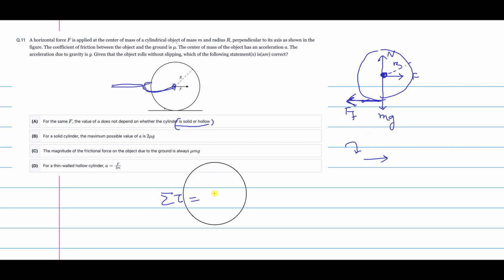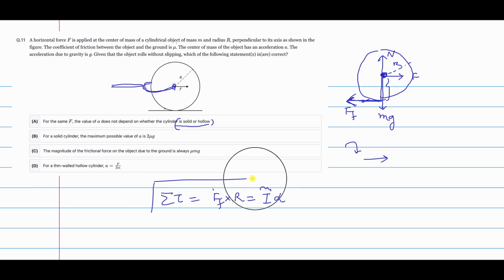Which is equal to force of friction multiplied by r, r as radius, this radius. So at this distance this friction force is acting, so friction force multiplied by r will be equal to, the Newton's law in rotational motion will be I into alpha, like mass into acceleration. Here it is moment of inertia times angular acceleration. Okay, so this is our first condition.